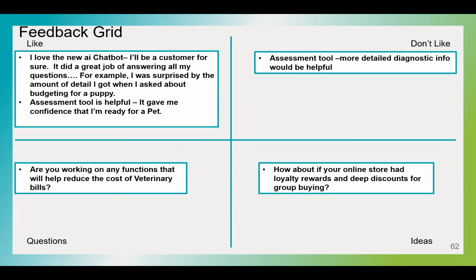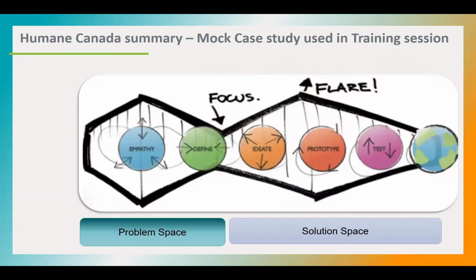So here's a feedback grid, a simple 2x2, where we just recorded customers' feedback, pet owners' feedback, on the grid. So, I love the new AI chatbot. I'll be a customer for sure. And for the assessment tool, the dislike was that more detailed and diagnostic information would be helpful. It's a really good point. And then questions and ideas. I like questions and ideas the most because they give you things that you can think of for the future of your app or your solution.